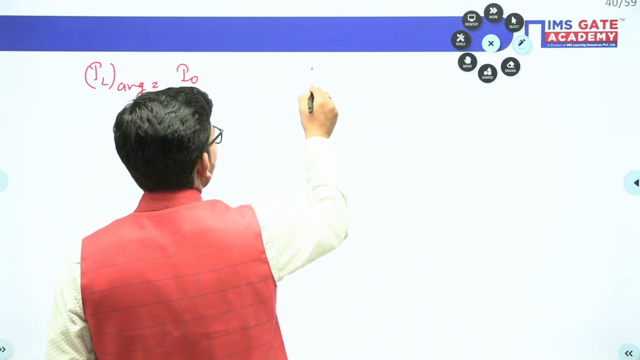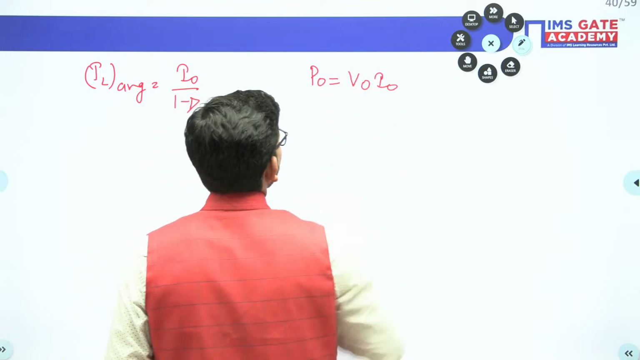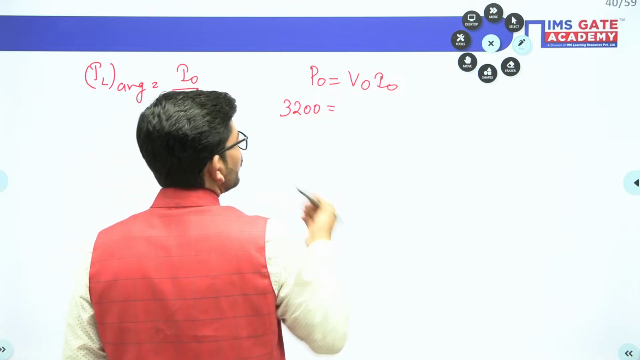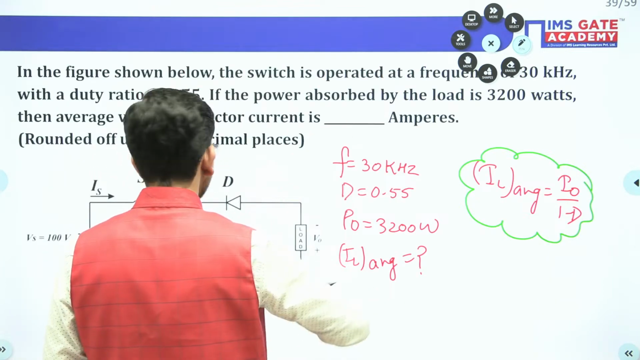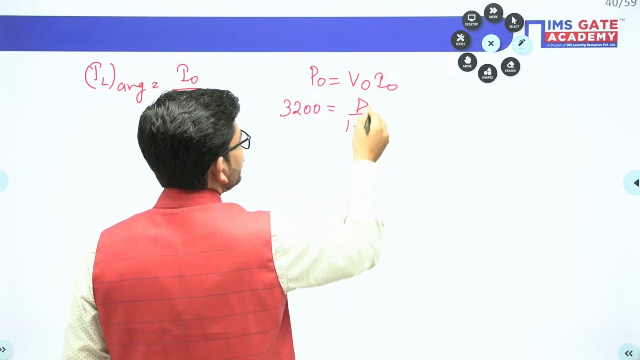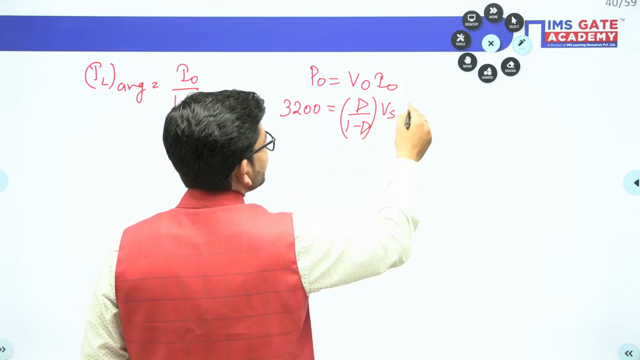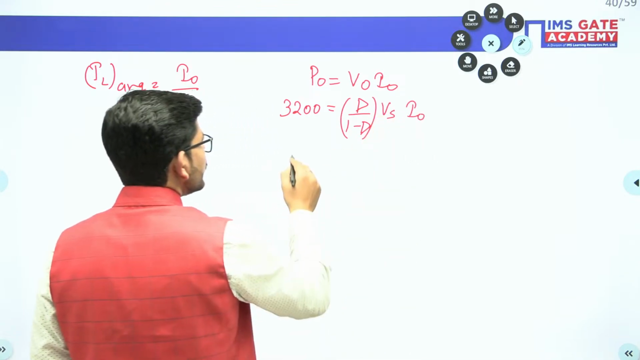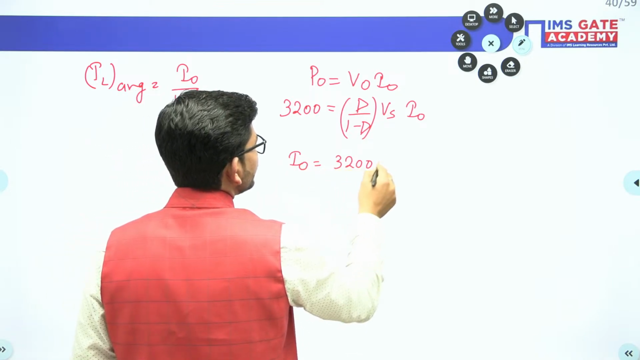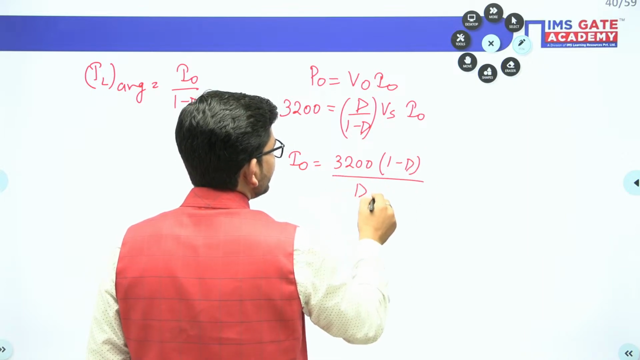See, the power is given to us. Power is V naught into I naught. Power is given as 3200 watts. And what will be the V naught? V naught is also not given. So it is a buck boost converter. In the case of a buck boost converter, V naught is D upon 1 minus D times Vs. So from here we can calculate the value of I naught, which will be equal to 3200 into (1 minus D) upon D Vs.